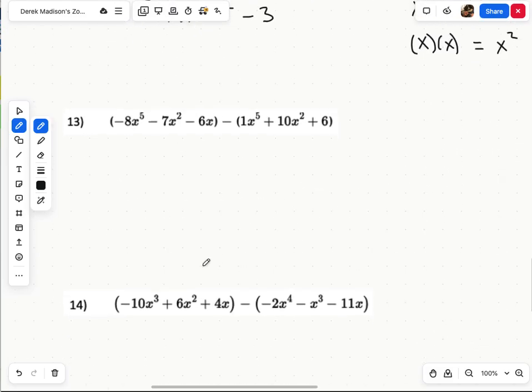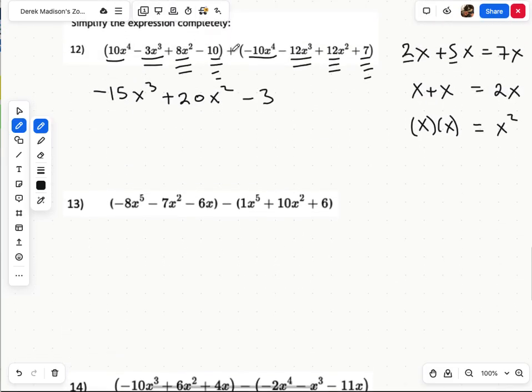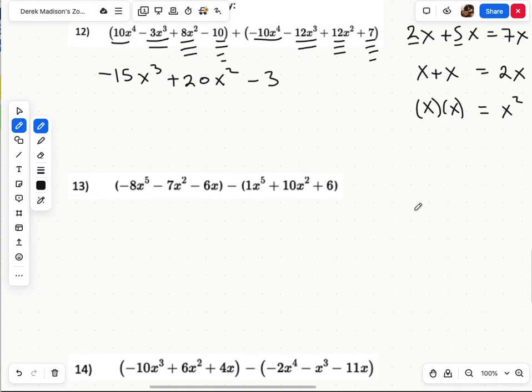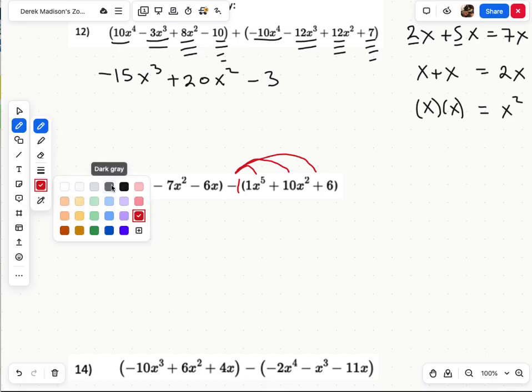Subtraction is just kind of one step harder. With the addition, the signs are just what they look like. It's this plus that. With the subtraction, we need to think of that little minus in there as an invisible -1 that's going to get distributed to everything in the parentheses.